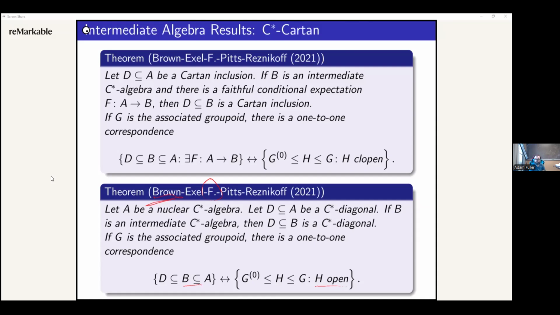Sorry to bother you, but so the difference between the two theorems is that, with more hypotheses, the intermediate algebras you account for are the ones that are not just Cartan, but diagonal. Yes. Right? Yes. But then what surprises me is that the condition on the subgroupoid is less stringent than the condition that you have above for general Cartan subalgebras. Yes. So why? I mean, the clopen condition is what gives you the closed condition, is what gives you a conditional expectation.